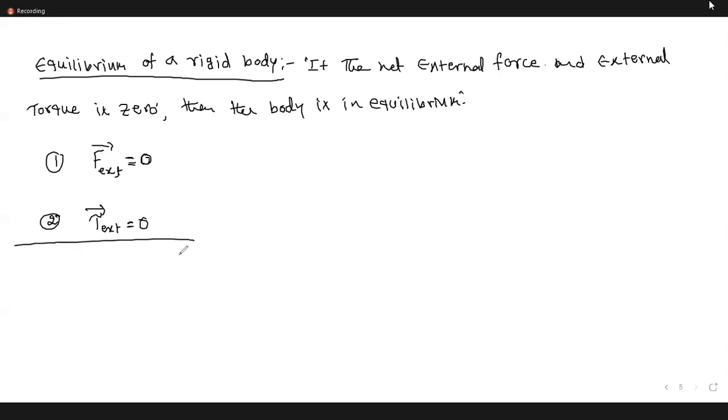Next one, the principle of moments. Remember this: principle of moments.